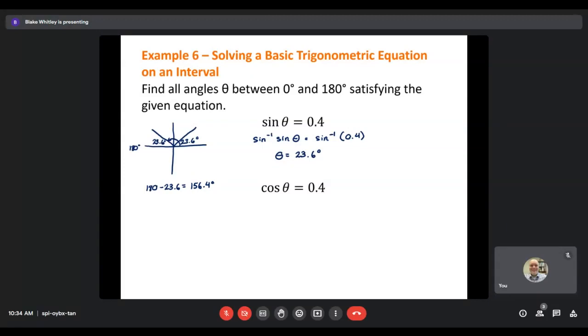So if we were to take the sine of 156.4 degrees, it should give us approximately 0.4. We've rounded, so it's not going to be exactly that, right? But 23.6 degrees and 156.4 degrees should both give us a value close to 0.4. And so our two answers here are 23.6 or 156.4. Again, the reason that we have two values this time is because the sine value in the first or second quadrant, since we're looking between 0 and 180 degrees, could be positive in both.